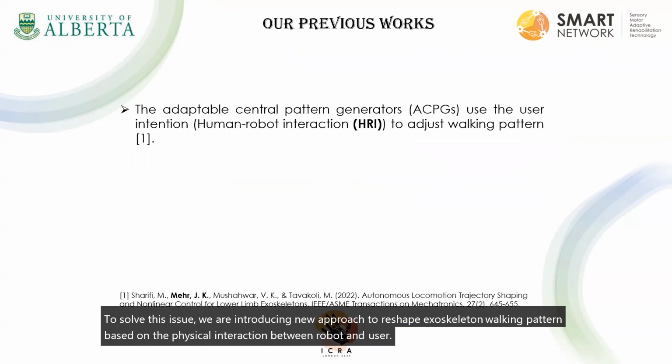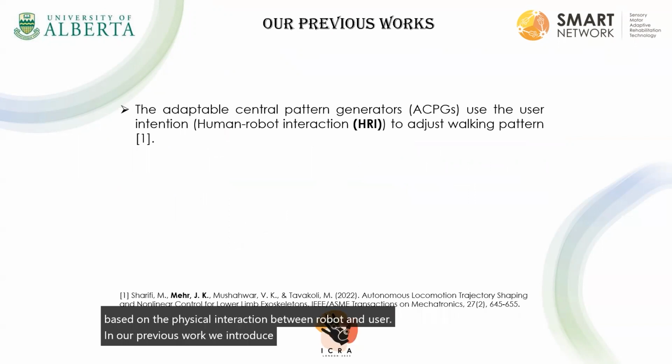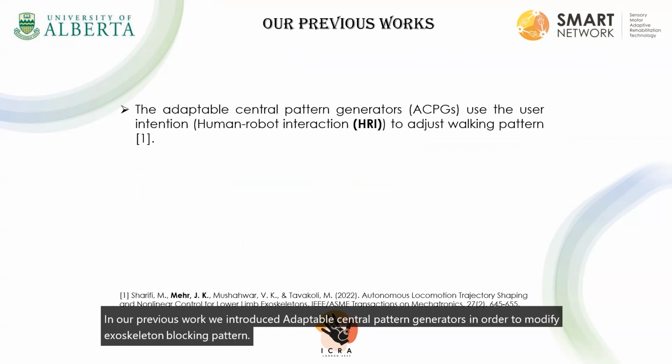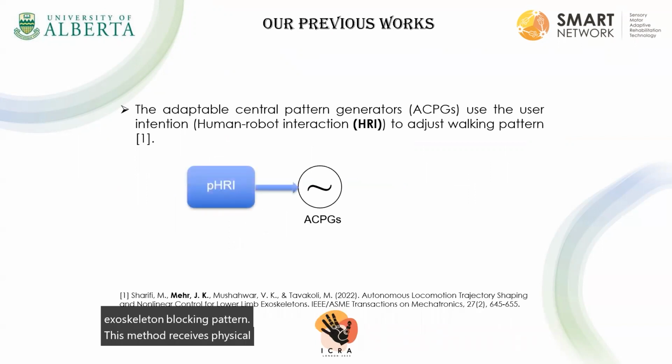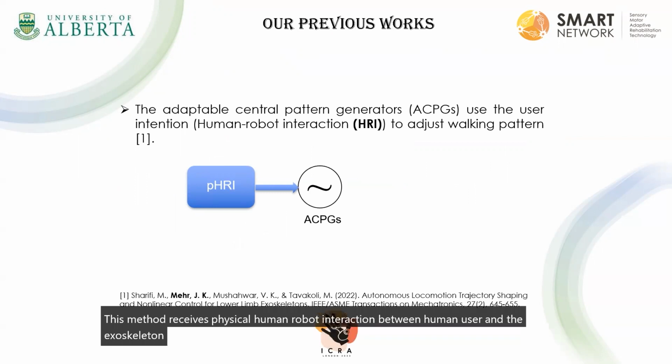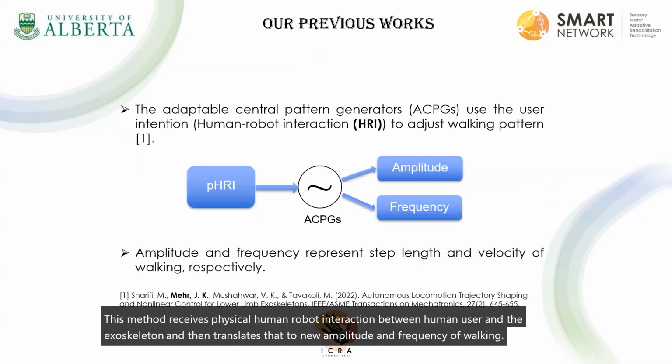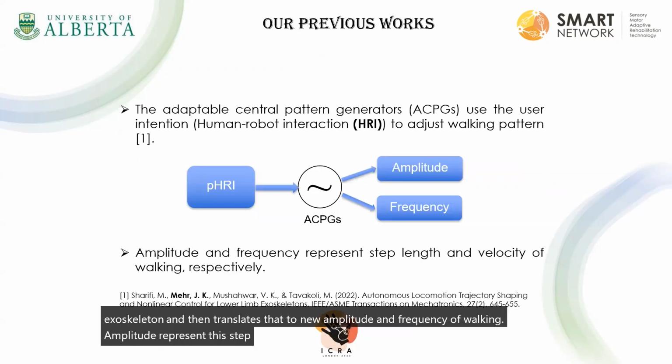In our previous work, we introduced adaptable central pattern generators in order to modify the exoskeleton walking pattern. This method receives the physical human-robot interaction between the human user and the exoskeleton and then translates that to a new amplitude and frequency of walking. Amplitude represents the step length and frequency is the velocity of walking.